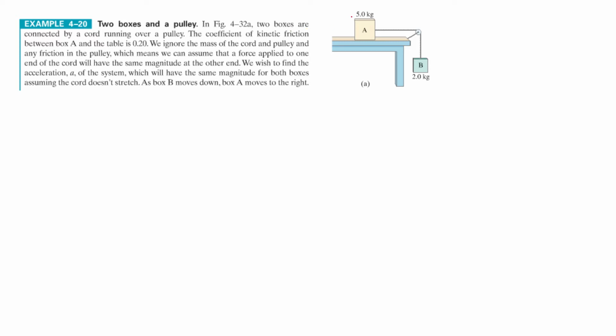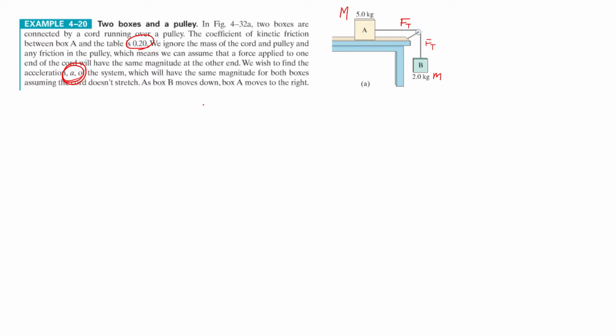Let's call the big box big M and the little box little m. I'm not a huge fan of doing MA and MB just because it looks like a mess. So two boxes are connected by a cord running through a pulley. The coefficient of kinetic friction is 0.2. We ignore the mass of the cord and the pulley and the friction of the pulley, which means that the FTs are the same. So FT and FT are equal. And we wish to find the acceleration of the system, which will have the same magnitude for both boxes.